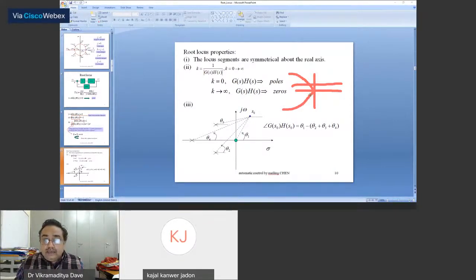And the second property is that when K is equal to 0, then G(s)H(s) implies the poles. And if K tends to infinity, then G(s)H(s) implies the zeros. So this property you have to also keep in mind.